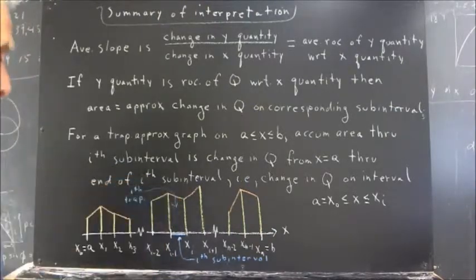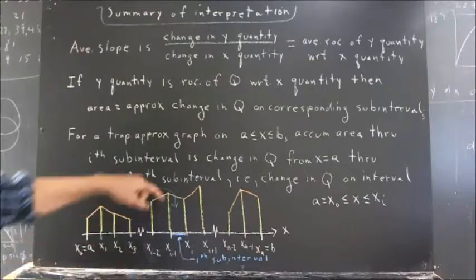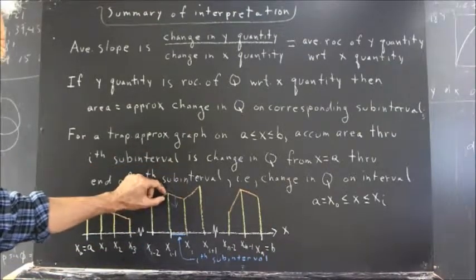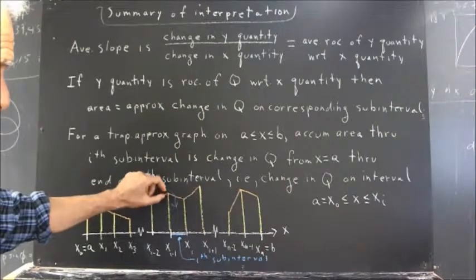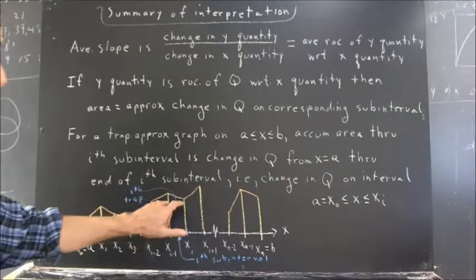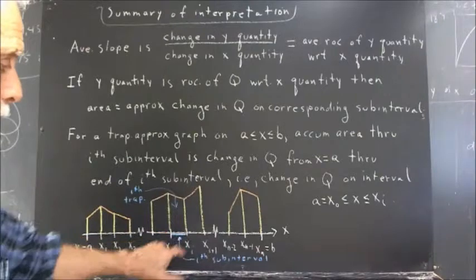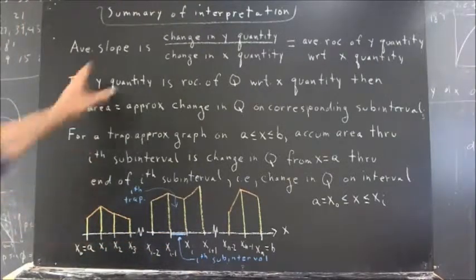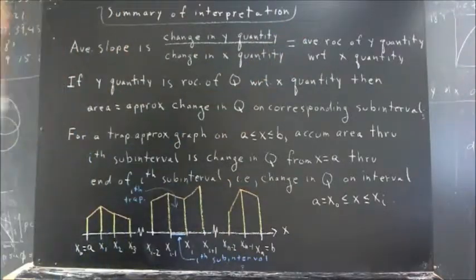The slope of the ith trapezoid is going to be the change in y, which in this case would be negative. It's going to be the rise. If we go from here to here, the rise is negative. It's about this big, divided by the run, which is of course equal to the width of the ith subinterval. So there's our average slope. Now, another aspect of the graph.